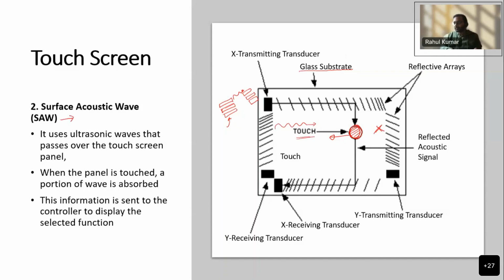So these surface acoustic waves are basically waves which travel on the surface of the glass substrate, and when the panel is touched, a portion of the wave is absorbed or reflected, and this information is sent to the controller to display the selected function.